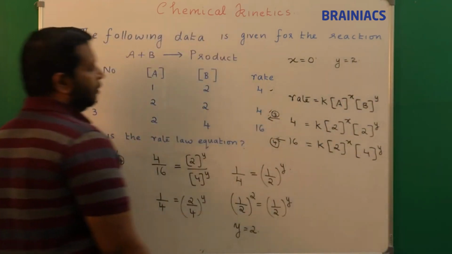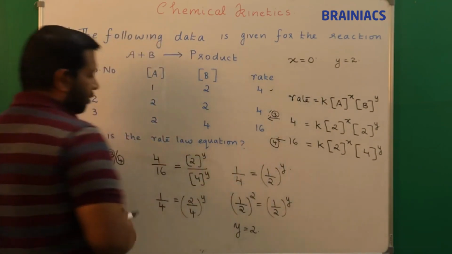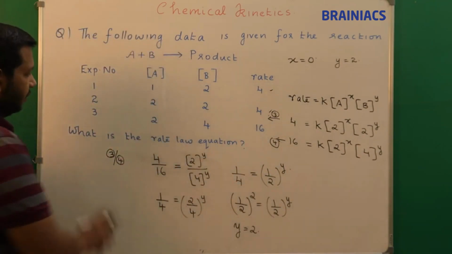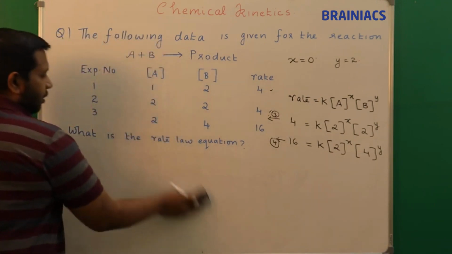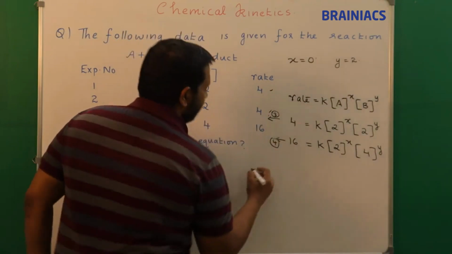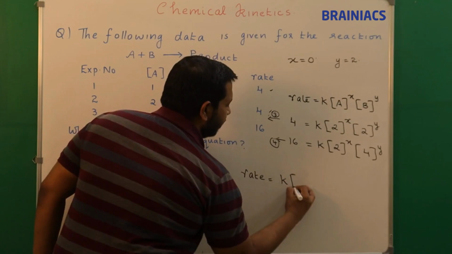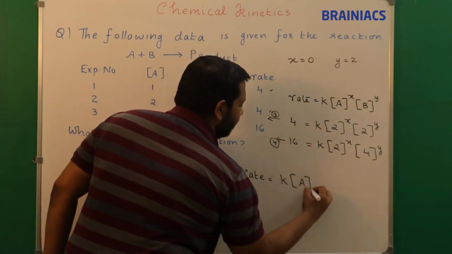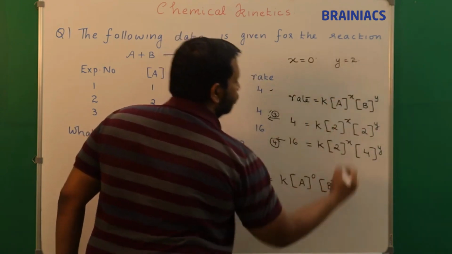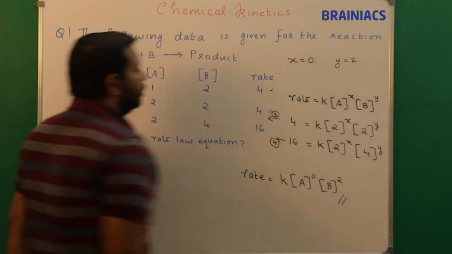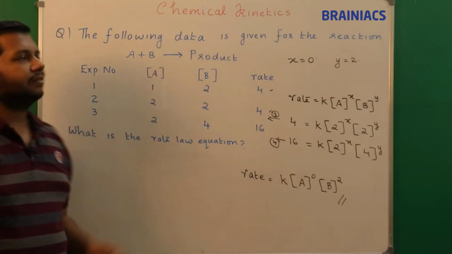So now tell me what is my final rate law expression. So how I can write? So I hope this is clear for you, right? So let me rub this. Now I can say the final rate law expression is what? Rate is equal to rate constant, A power 0 and B power 2. Understood? So this is how you determine the rate law expression when questions like this come.